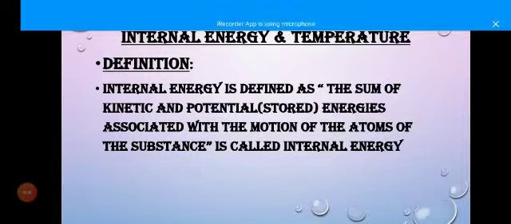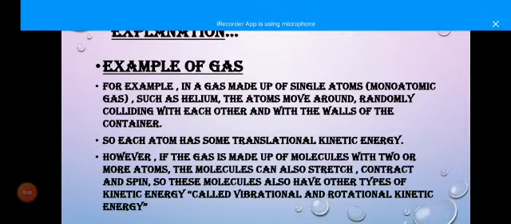Now, internal energy and temperature definition. The internal energy is defined as, now what is internal energy? The sum of kinetic and potential energy. We know what potential energy is: stored energy. Kinetic and potential energy associated with the motion of the atoms of a substance is called internal energy. Now the explanation, with the example of gases.